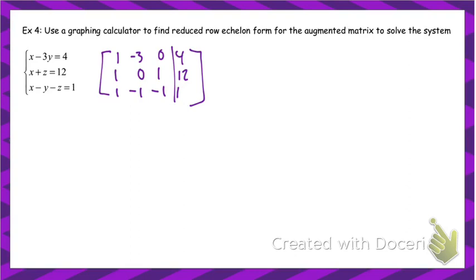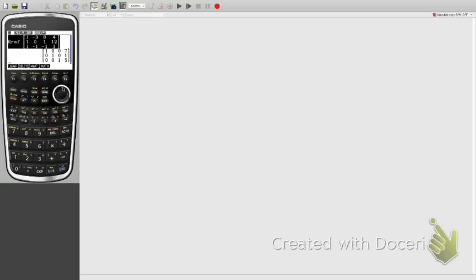I'm going to plug this into the calculator, and I'm going to do reduced row echelon form of that matrix. So go ahead and plug that in your calculator. All right, so I have that augmented matrix plugged in. Once I plug it in, the resulting matrix is reduced row echelon form. And from reduced row echelon form, I can see that x equals 7, y equals 1, and z equals 5. So that's a very simple way to be able to solve that system with the calculator.